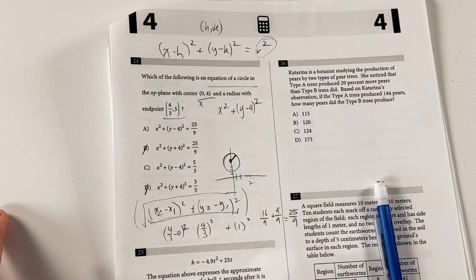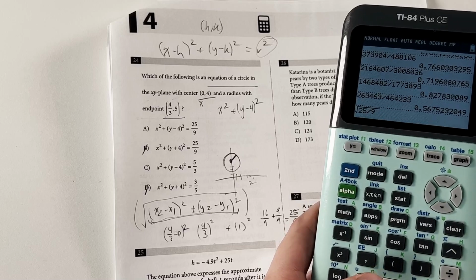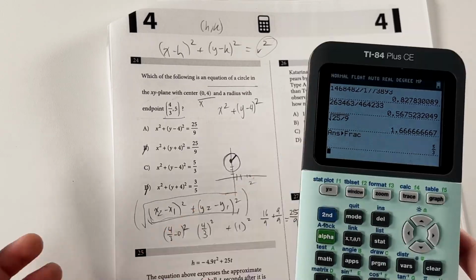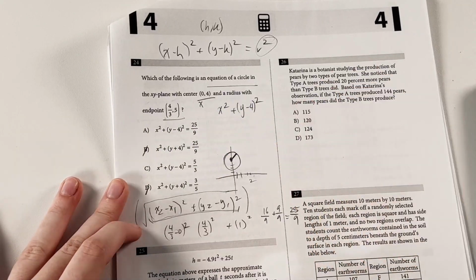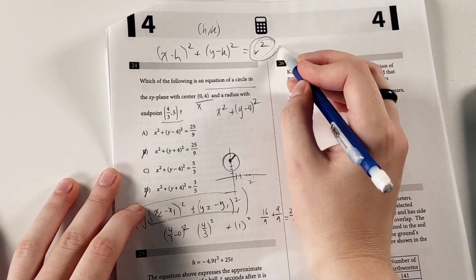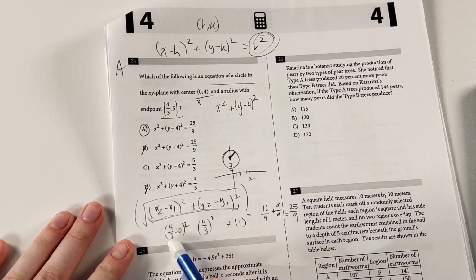But if you just want to double check, we could calculate the actual radius by taking the square root of 25/9. And that's going to be equal to 5/3, which is the actual radius. But remember, in this case we want the 25/9 since we're looking for radius squared. All right, and I feel like we did a double check for that. You could go back if you wanted and make sure you did this step right.